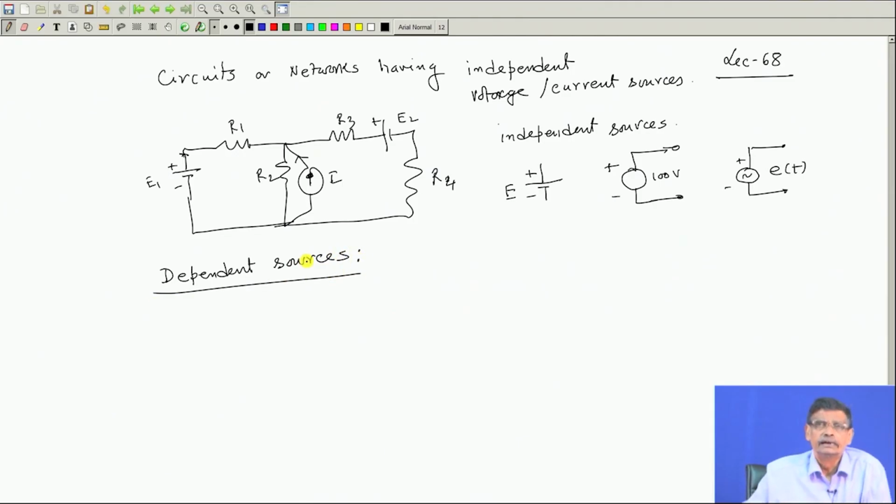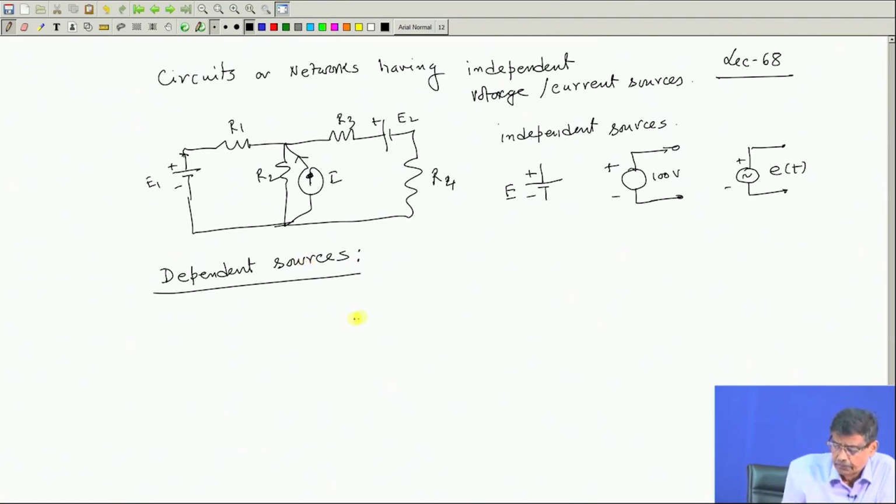To explain verbally, a dependent source is in a network which might have several branches, several nodes, etc. Suppose in one of the branches there is a voltage source whose magnitude depends upon current in some other branch. Similarly, current in one branch may depend upon the voltage in some other branch. Then those sources will be dependent sources.